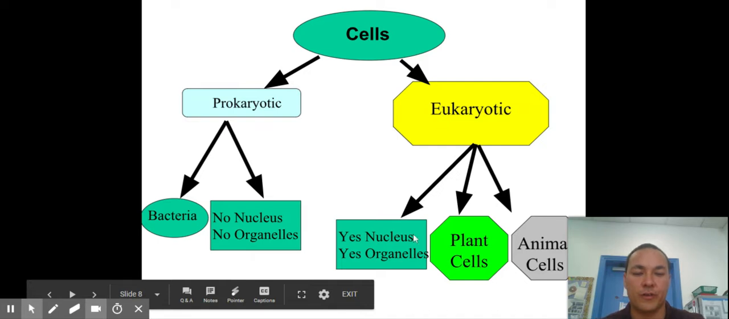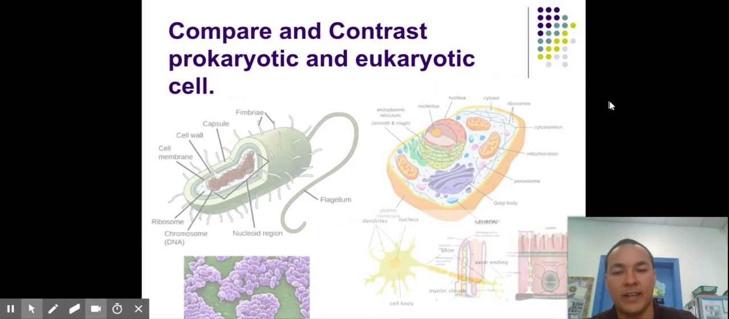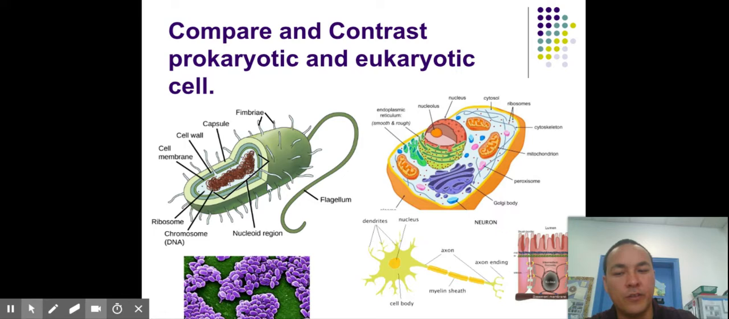U means true, or it has a nucleus. It's got organelles, and we can divide up eukaryotic cells into plant and animal cells. Okay, can you compare and contrast these? You can use the figures to help you. All right, explain it to a family member. All right, hopefully you did.